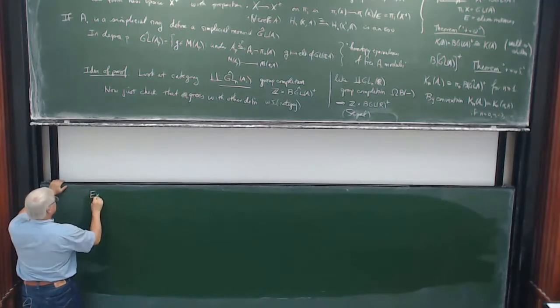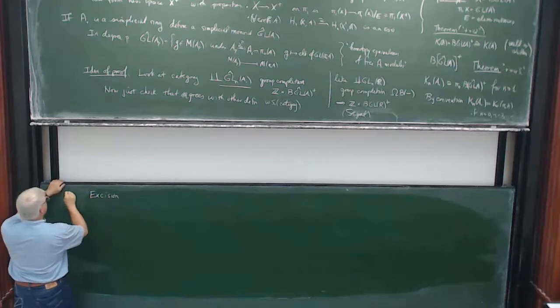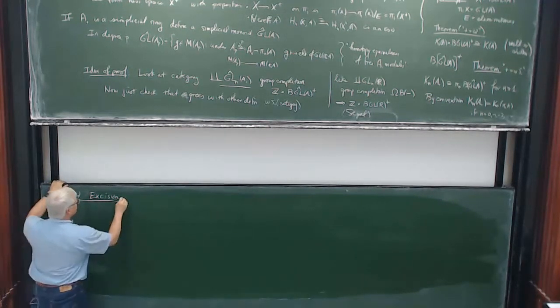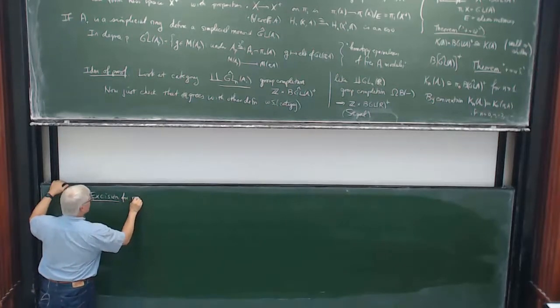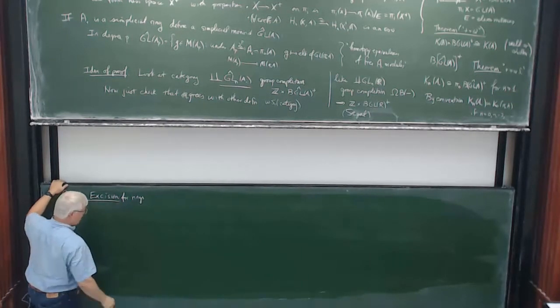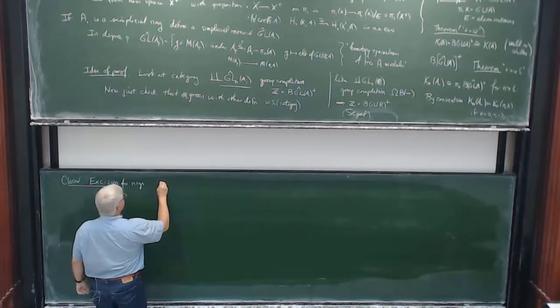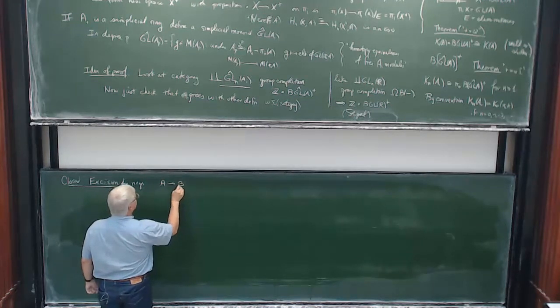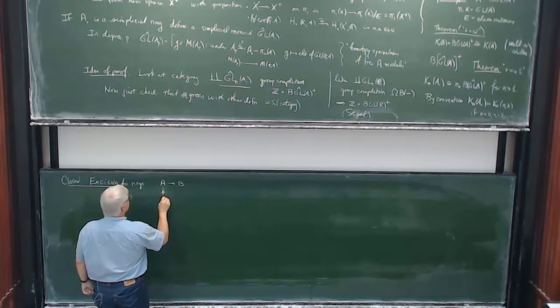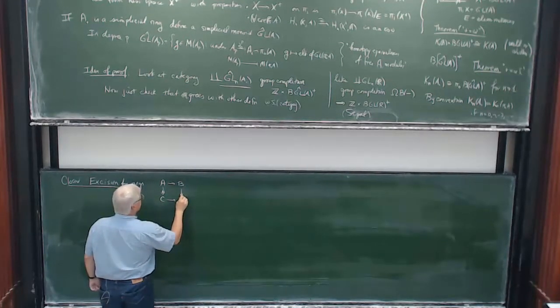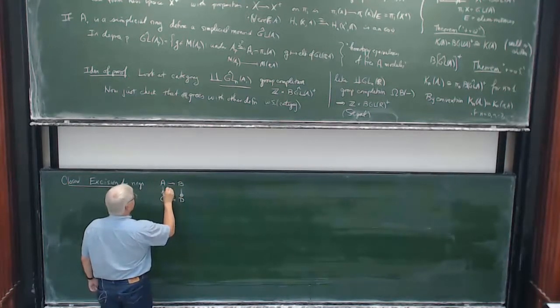All right, so I'm going to just spend a few minutes talking about closed excision for rings. So what you can have is a diagram which looks like this. A goes to B. There's a surjection to a ring C, and then there's a surjection to ring D, and this is a pullback square.